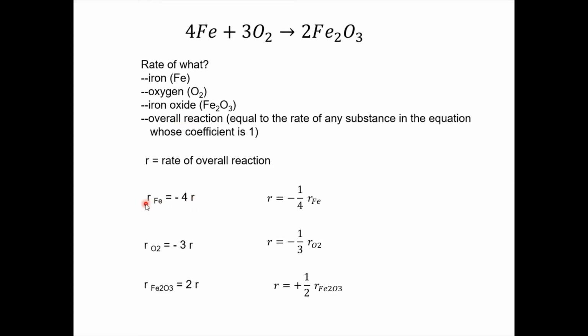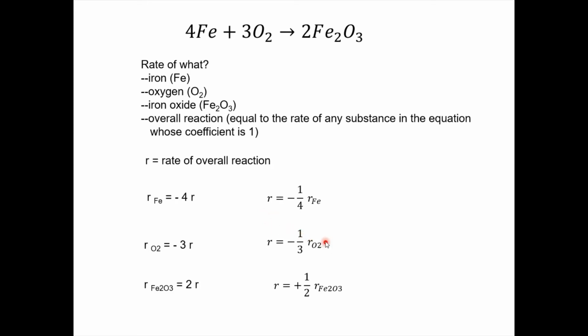So if I know the rate of iron, I can solve for R. And in order to solve for R here, you're just going to divide by negative 4. When you do, the rate of the overall reaction is negative 1/4 the rate of iron. So I just take my rate of iron and I divide by 4, right? Or multiply by 1/4, which is the same thing, and multiply by negative 1. Remember that the rate of iron will be negative, so negative times the negative is going to give you positive. The rate of the overall reaction will always be a positive.